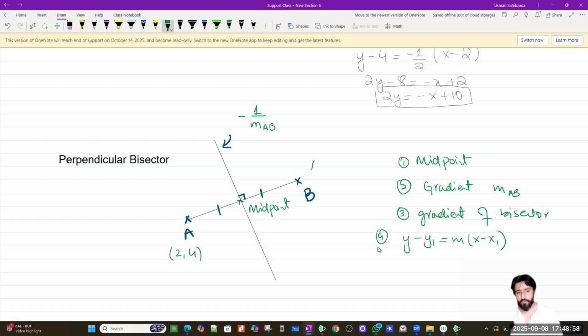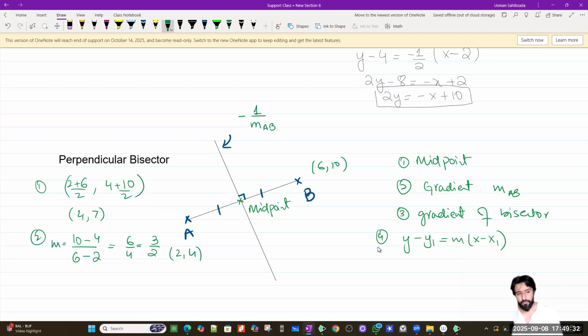A is 2 comma 4, B is let's say 6 comma 10. So the first step, if we use the midpoint, is 2 plus 6 over 2 comma 4 plus 10 over 2. So simply this is 4 comma 7. Gradient is y2 minus y1 over x2 minus x1. This comes out as 6 over 4, which is 3 over 2. So that's the gradient of AB.